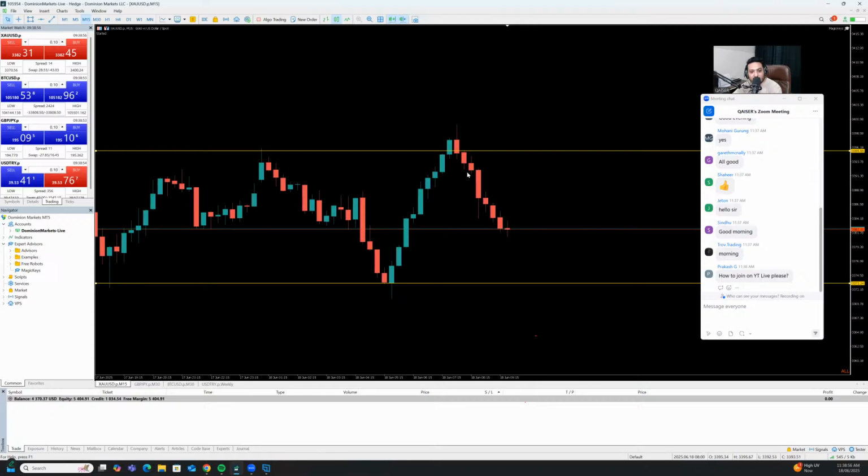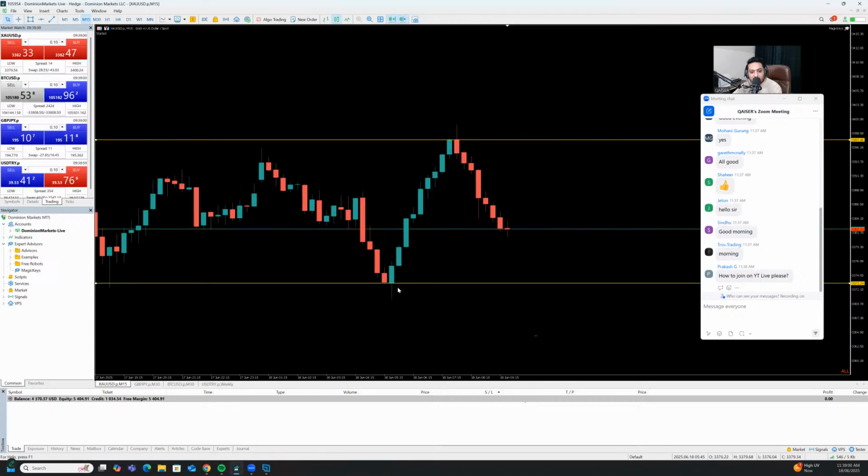Look at this M15 time frame. How many candles has M15 printed? 1 2 3 4 5 6 7, it's 8 candles of M15, which is continuously pushing to the downside.